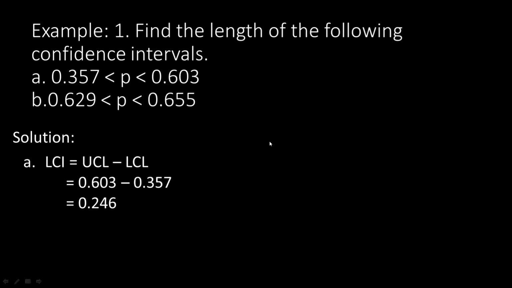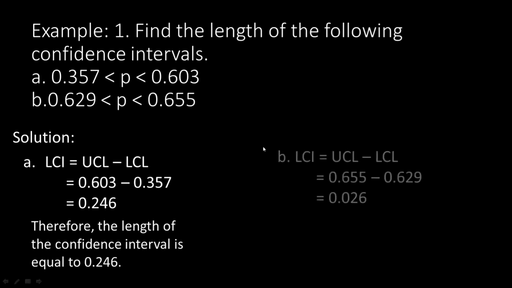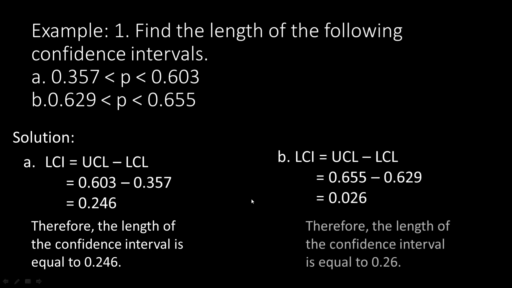So, sa letter B natin is LCI is equal to UCL minus LCL is equal to 0.655 minus 0.629 is equal to 0.026. Therefore, the length of the confidence interval is equal to 0.026. So, 0.026 po yan.